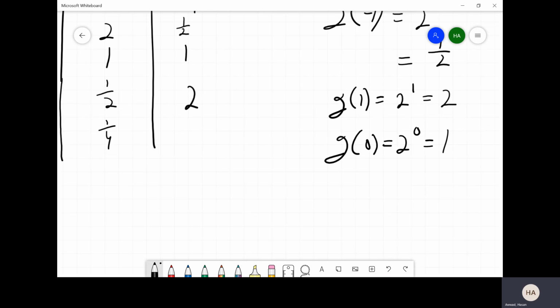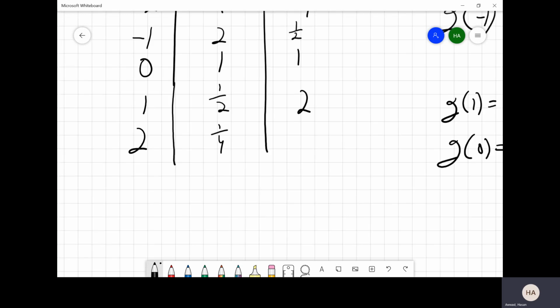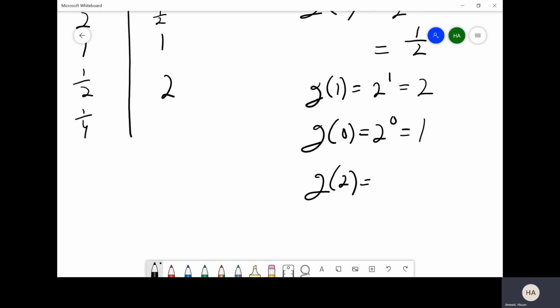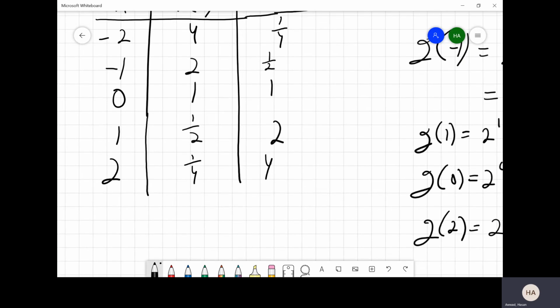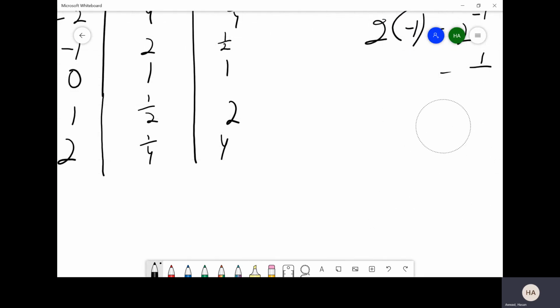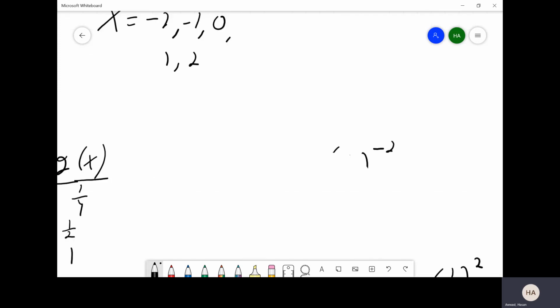And last but not least, we have G of, I don't want to mess up here, G of 2. So we have G of 2, and that is 2 to the second power, which is 2 squared, which gives you 4. Okay, we have now completed our chart here. Why did I want to do this? Again, the entire idea that I wanted to do here is I wanted to graph this, right? I wanted to plot this out onto a graph so we can see exactly what's going on.